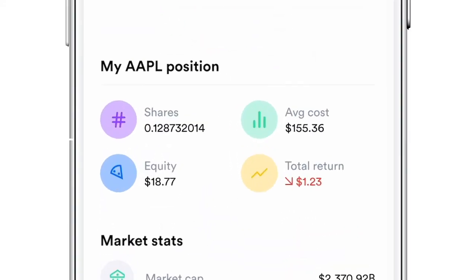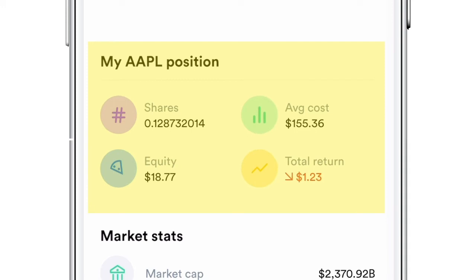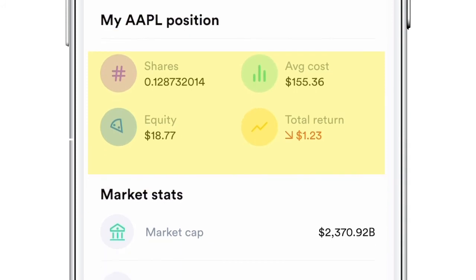Since Apple is a stock na nabilhan ko na, meron tong section na to, yung my Apple position. If hindi ko pa to nabilhan, hindi nyo to makikita. Wala tong section na to. So here makikita nyo yung summary of the current shares I'm holding under Apple.